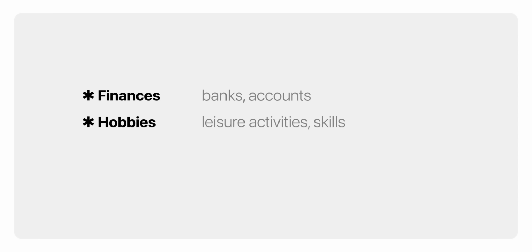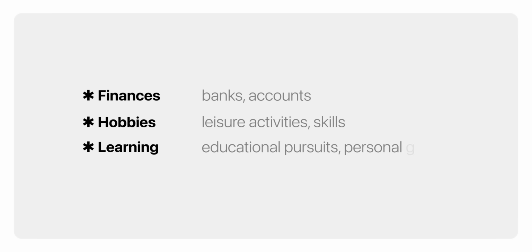Other examples of effective hubs might include finances for managing documents and information related to your banks or accounts, hobbies for organizing leisure activities and skills, or learning for tracking educational pursuits and personal growth. The beauty of hubs is that they're entirely customizable to your needs and interests. Hubs transform information management by creating a structured approach to organizing knowledge. They allow you to easily navigate through interconnected ideas and resources, providing context and connections that might not be immediately obvious when looking at individual notes.